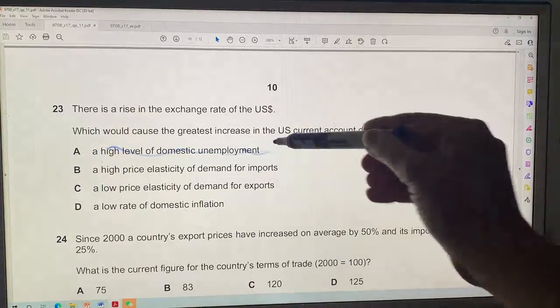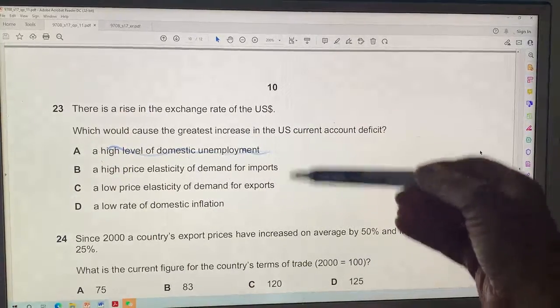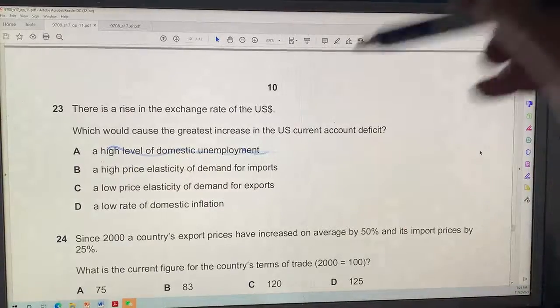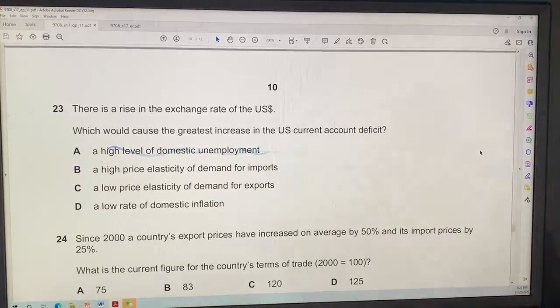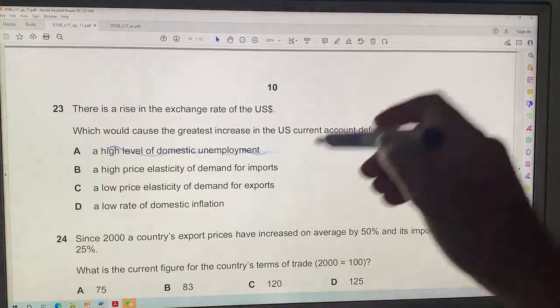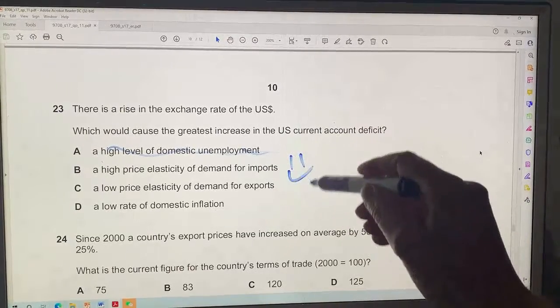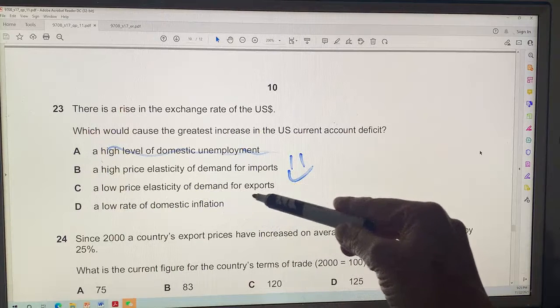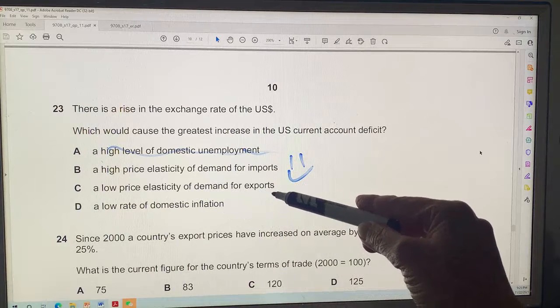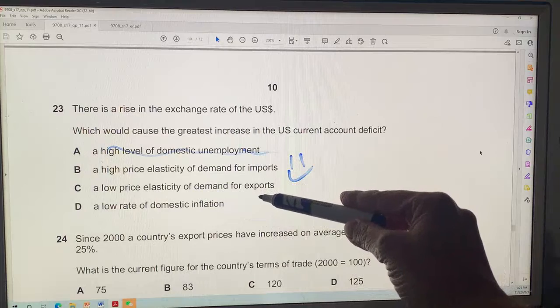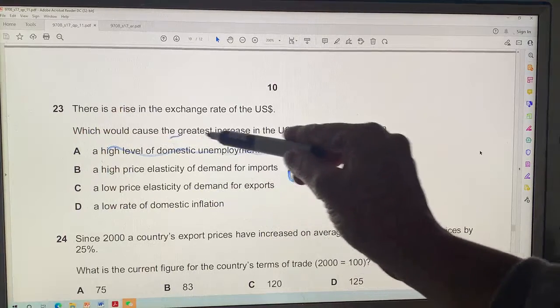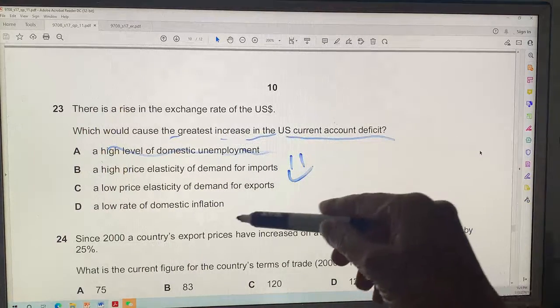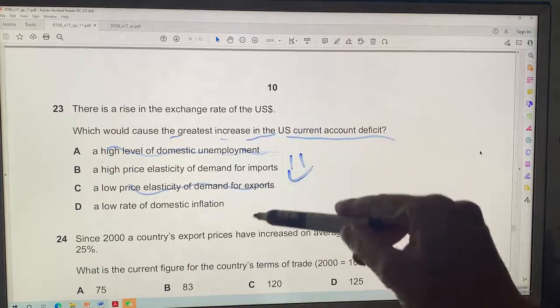Maybe go back to A. B says a high price elasticity of demand. Wait, for imports. Oh, yeah. Let's look at C. A low price elasticity of demand for exports. But that's exports, and what would cause the greatest increase in the current account deficit? So I think that might reduce it.